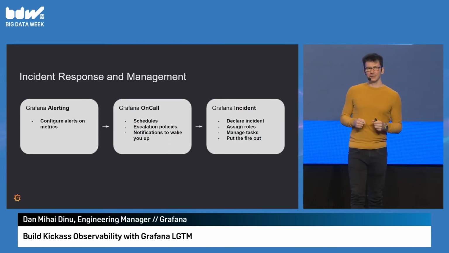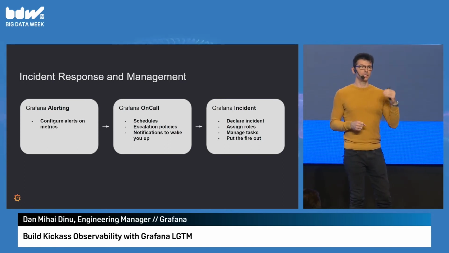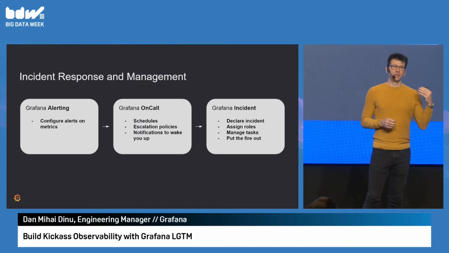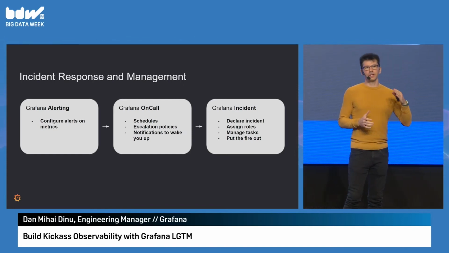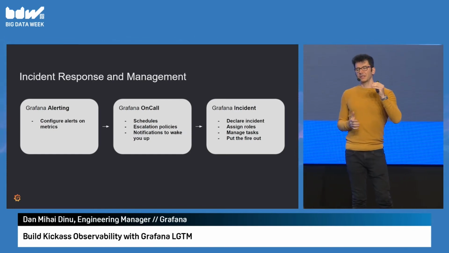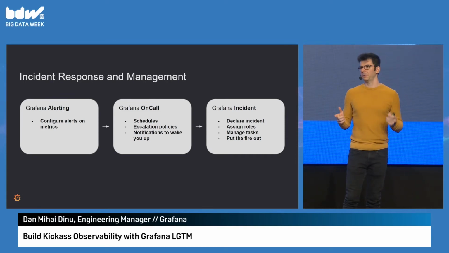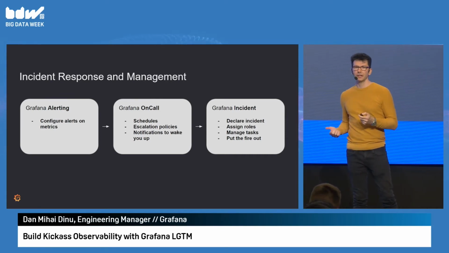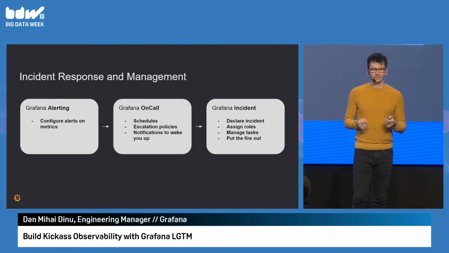With Grafana Alerting, you can actually set thresholds on different metrics. So you can say something like, hey, if the error rates go up more than 5% in the last 5 minutes, then notify me somehow. Send me a notification on Slack, or just fire some alert somewhere.